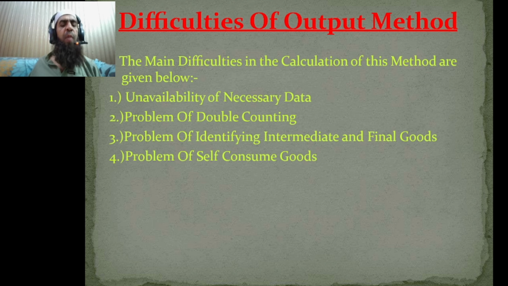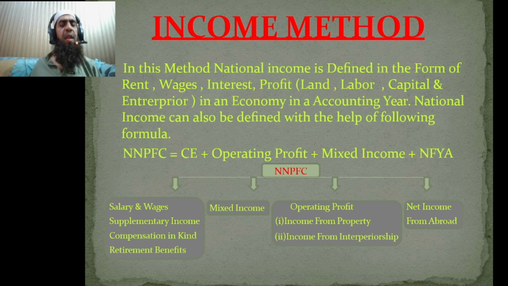Income method. The second one is the income method. In this method, national income is divided in the form of four factors of production. There are four factors of production: land, labor, capital, and enterprise. What are the rewards of these four factors? The reward of land is called rent, the reward of labor is called wages, the reward of capital is called interest, and the reward of enterprise is called profit.